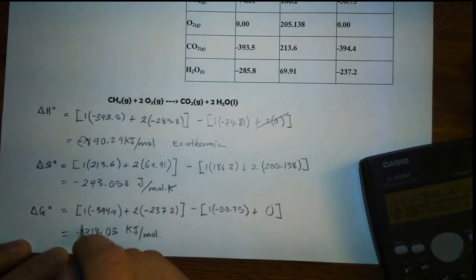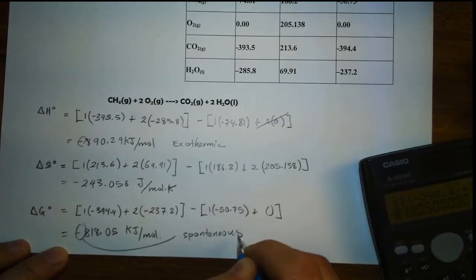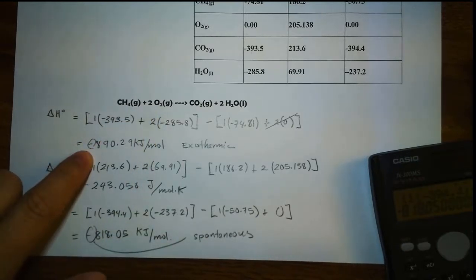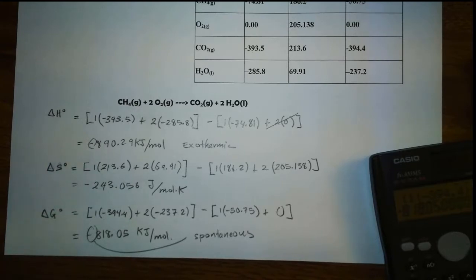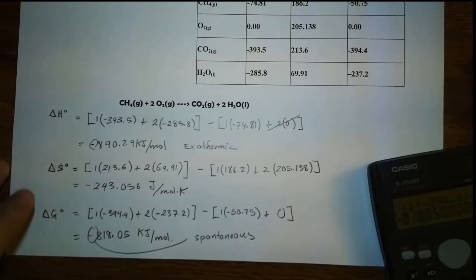And what does that negative tell you? That this reaction is spontaneous. It makes sense. Methane is extremely combustible when exposed to oxygen, right? Which releases a lot of energy in terms of delta H. So that's all you have to do to calculate for the delta H, delta S, and delta G naught.